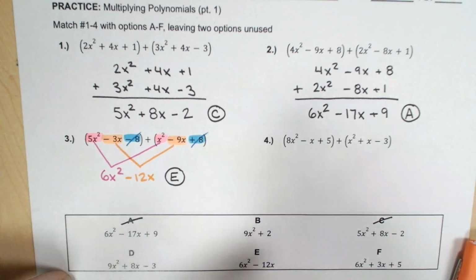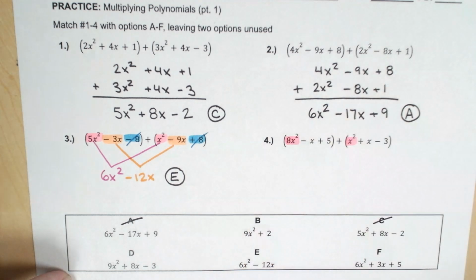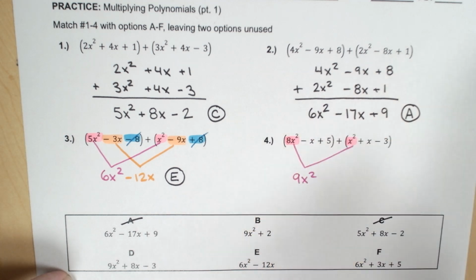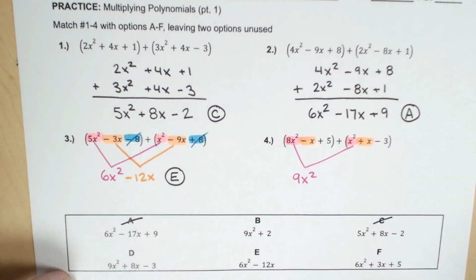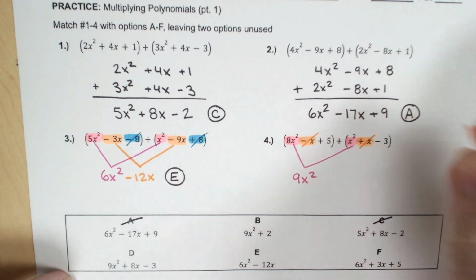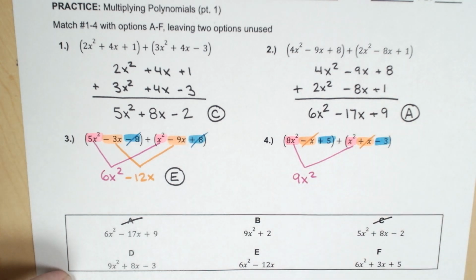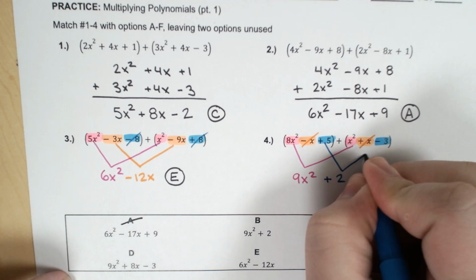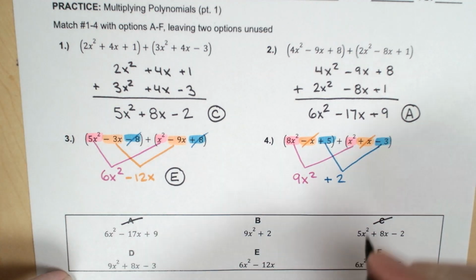Now again, doing it that way, perfectly fine. Number 4, we've got 8x squared and 1x squared. That's going to add to 9x squared. We've got negative 1x and positive 1x that are again going to cancel out. And we've got 5 and we've got negative 3. 5 and negative 3 add to 2. If you want to do it that way, that is totally fine. That gives you the answer B.